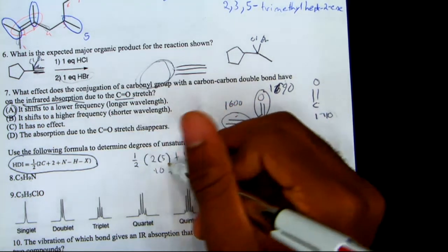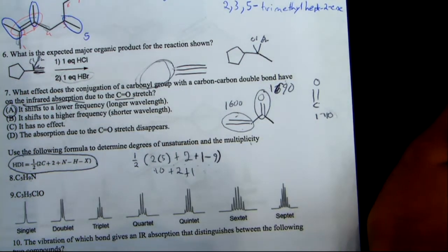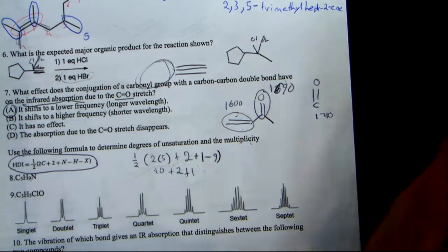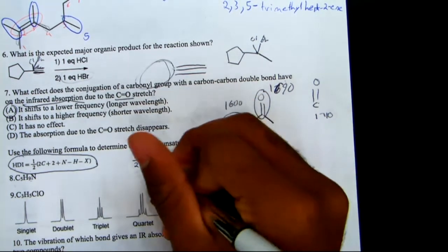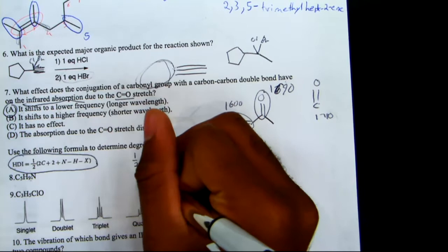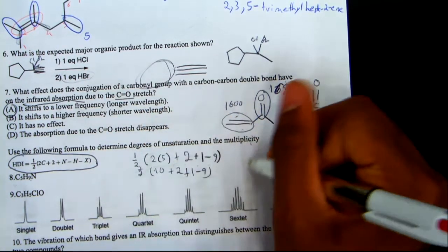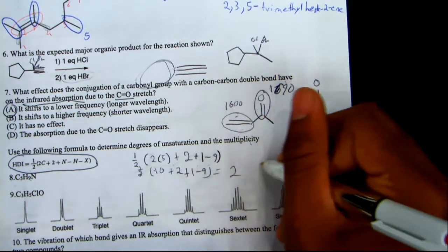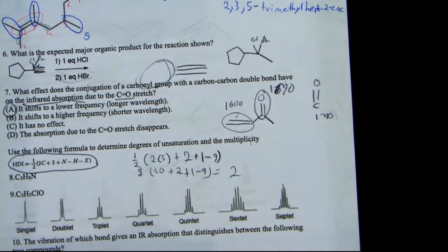All right, so after you divide it by 2 or after? After you divide by 2. So if it's 10 plus 2 plus 1 is 30, minus 9 is 4. Divide by 2, 1/2. All right, so then all of this equals 2. So that means we have 2 degrees of unsaturation.